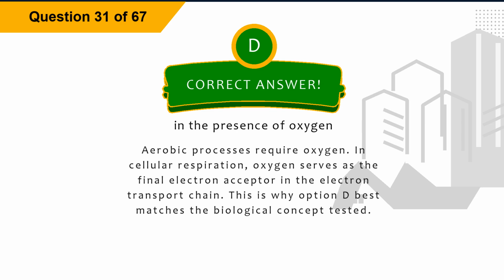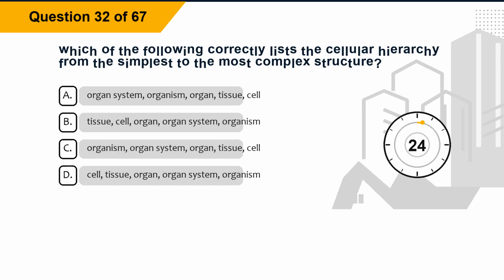Explanation. Aerobic processes require oxygen. In cellular respiration, oxygen serves as the final electron acceptor in the electron transport chain. This is why option D best matches the biological concept tested. Question 32. Which of the following correctly lists the cellular hierarchy from the simplest to the most complex structure?